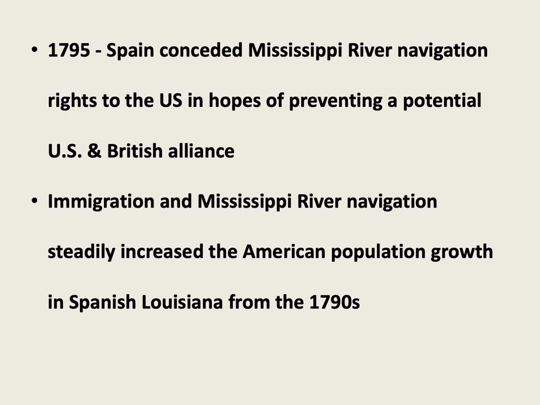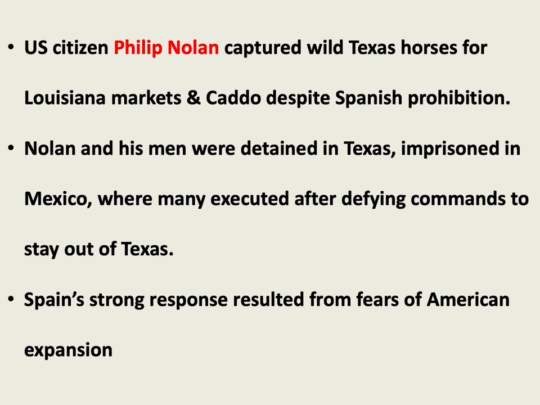Now we'll talk briefly about Philip Nolan. He was a U.S. citizen who lived in Louisiana, which, remember, the territory was part of Spain. And he and a few men would go into Texas to capture wild Texas horses, because again, there were tens of thousands of horses running wild and, you know, surviving just fine with the natural vegetation. He would capture them and take them back to markets in Louisiana area. And he would also sell those horses to the Caddo, despite the Spanish prohibition. Well, after a certain point, the Spanish said they were no longer going to agree to this, and Philip Nolan and his men were arrested in Texas. They were taken to Mexico City, and many of them were executed because they refused to follow the Spanish command to stay out of Texas.